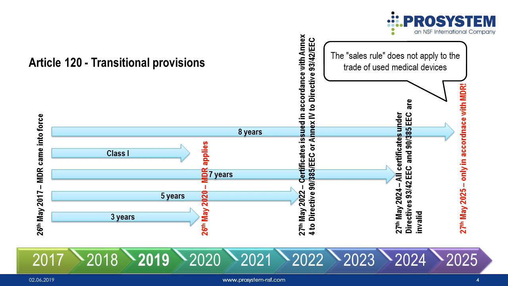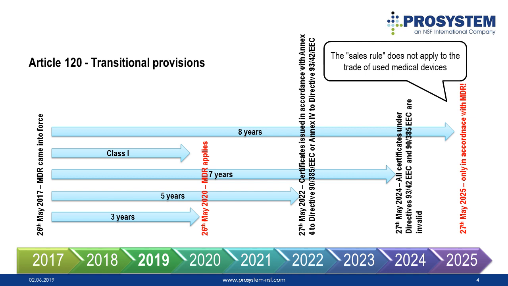The transition period of the EU MDR lasts 3 years. On the 26th of May 2017, the EU MDR came into force. On the 26th of May 2020, the MDR applies and the notified bodies need to issue certificates according to the EU MDR. Since Class 1 devices do not involve the notified body assessment and certifications, for all Class 1 medical devices, the MDR will apply directly in 2020 without a transition period.